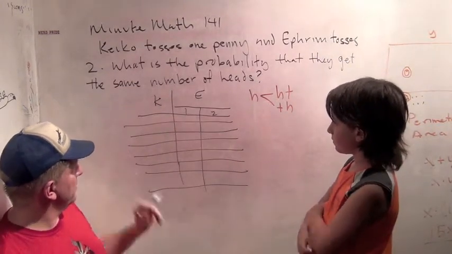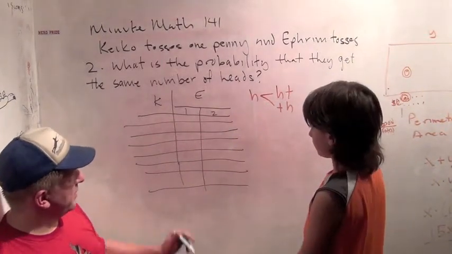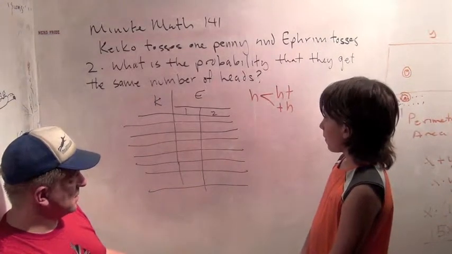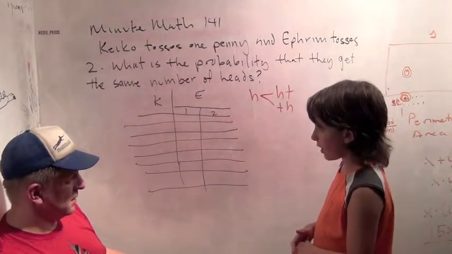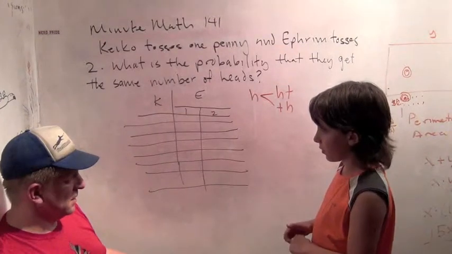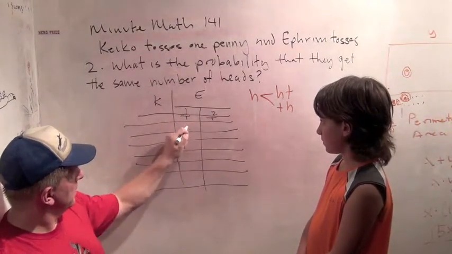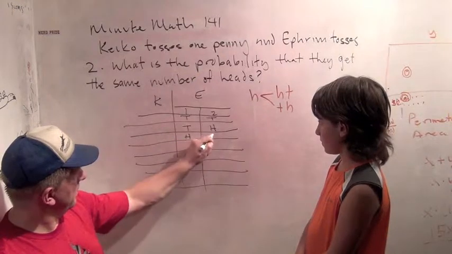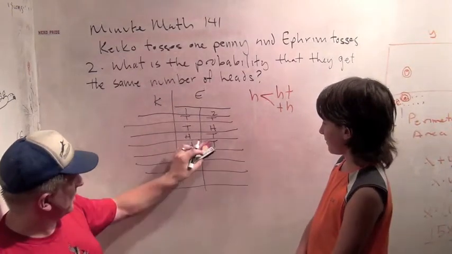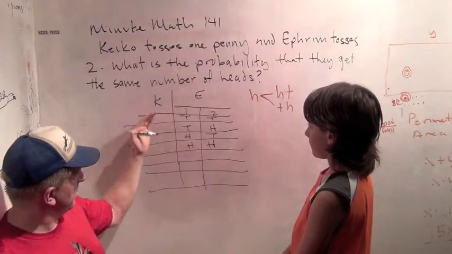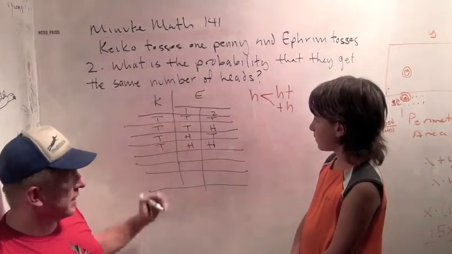What are the possibilities when Kaiko tosses the coin? Kaiko can get a head or a tail, and what can Ephraim get? Well, for every one, Ephraim could get 2 heads, a head and a tail, a tail and a head, or 2 tails. So let's talk Ephraim here. He can get tail, tail, tail, head, head, tail, head, head, and Kaiko, head, head. Oh, I'm sorry. Good catch. And Kaiko could get a tail for each one of these times, right? Or Kaiko could get a head for each one of these times, too.